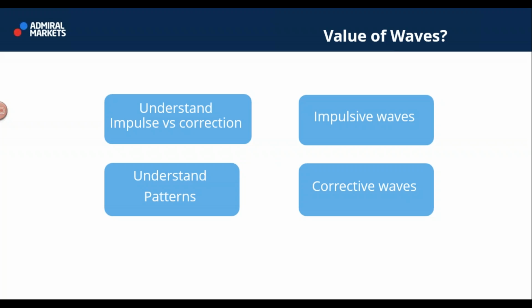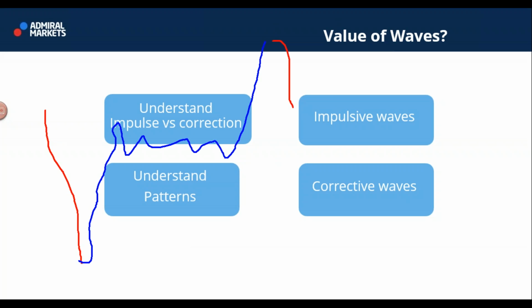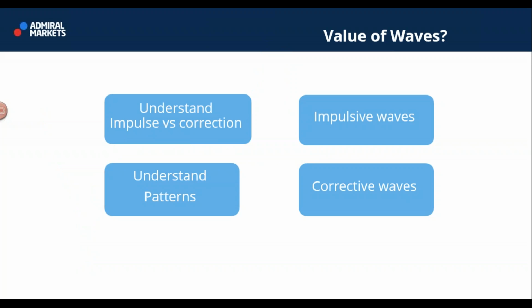Basically, I think that the main value of waves is understanding impulse and correction. So when you have these movements, the price is falling very quickly, then rising quickly, then going sideways, continuing up, falling quickly. These patterns, impulse and correction, are in themselves a very valuable tool to understand market movements. But if you know the waves a little bit better, then you can go beyond that. You can start labeling them.